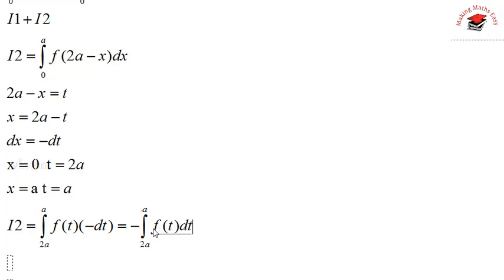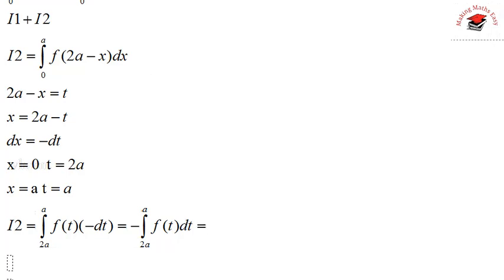So according to the definite integral property, as I told you, the integration of a to 2a f of x dx, or negative integration of a to 0 f of x dx, is equal to integration of 0 to a f of x dx. Only the limits we have to change, and the negative sign will go, because integration of b to a f of x dx is equal to negative integration of a to b f of x dx.